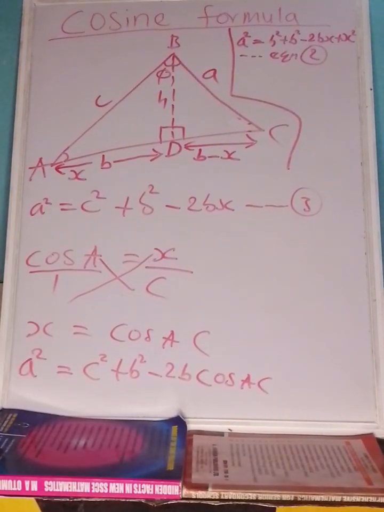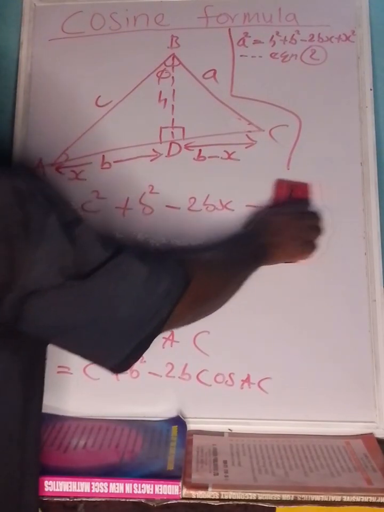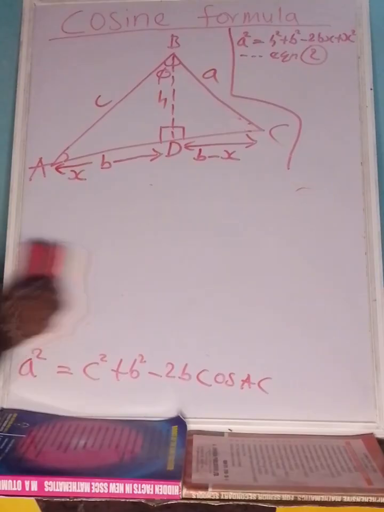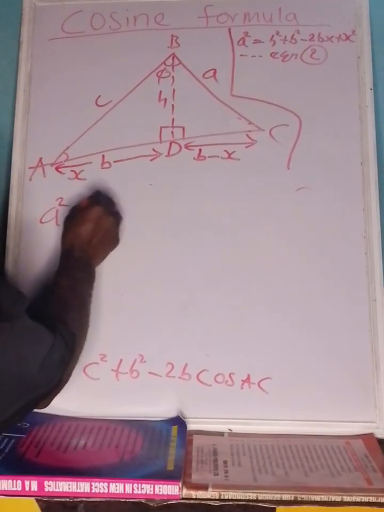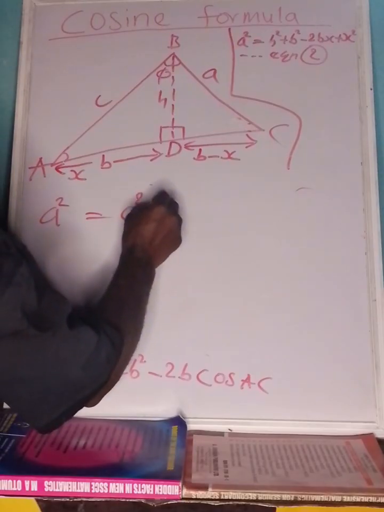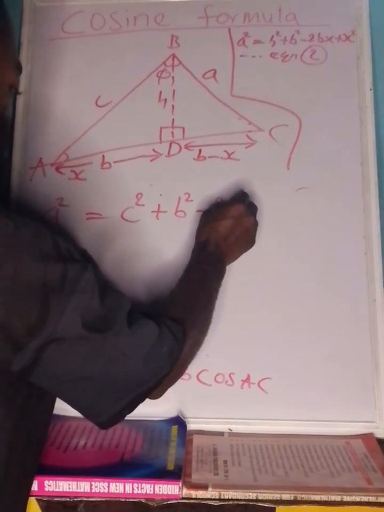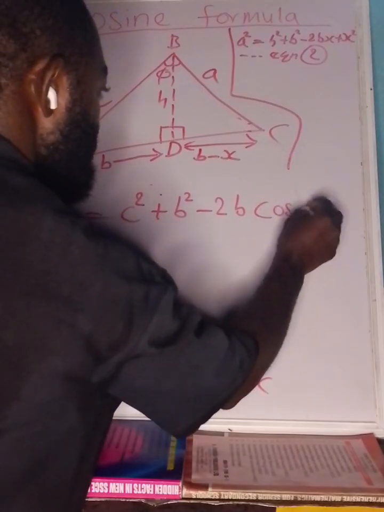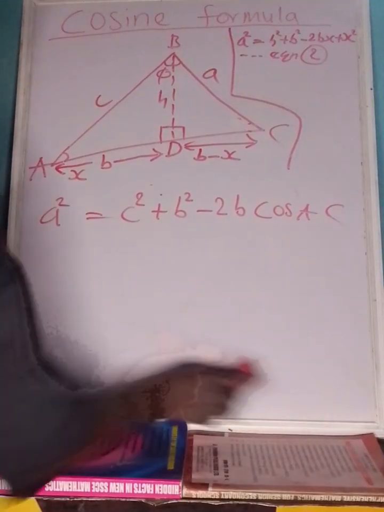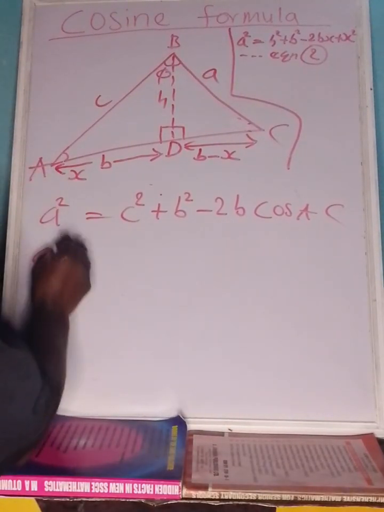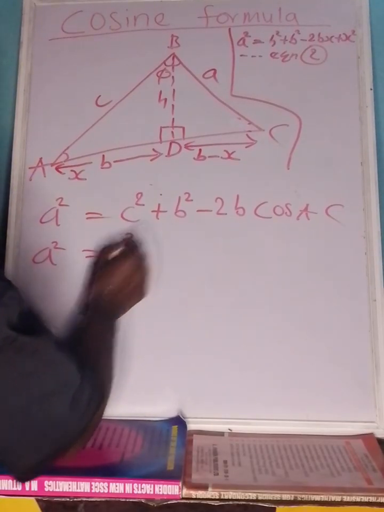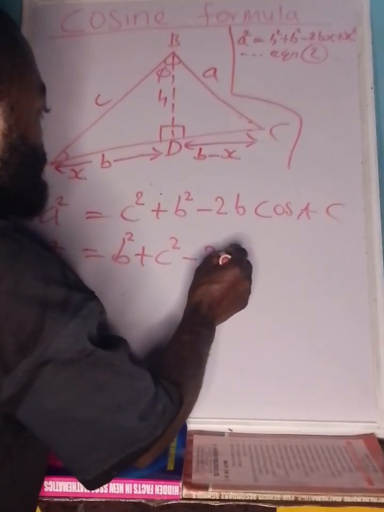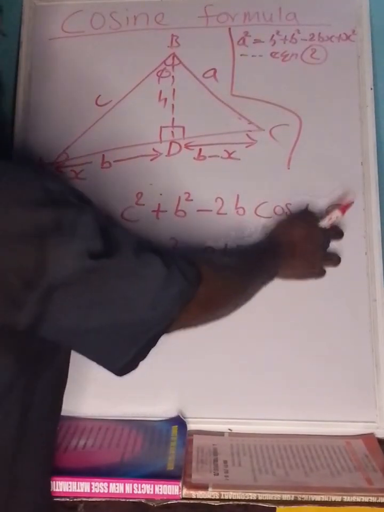So we can erase from here now. Let us bring this up. Our A squared is equal to C squared plus B squared minus 2b cos A c. We are going to rearrange, so our A squared will be equal to B squared, because B comes before C, plus C squared minus 2bc. We have brought this C here.